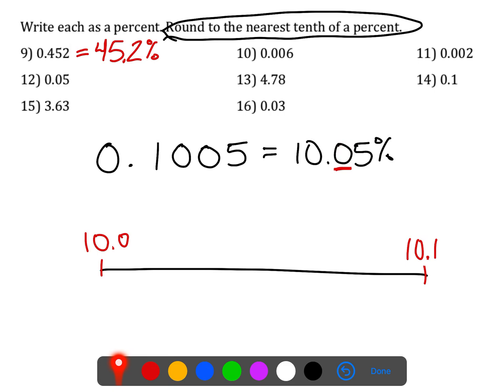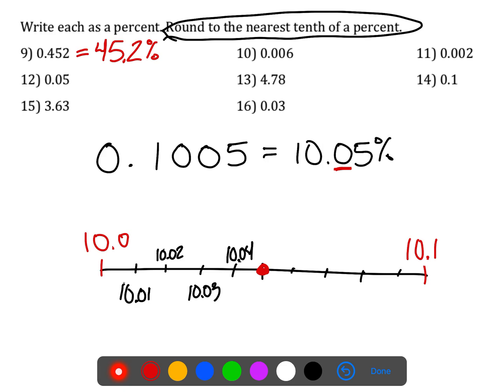So then we need to think about this number line, and we need to think, where does this number, this 0.05, fall in between here? So if we were to make some markings, this would be 10.01, 10.02. Okay, I'm not going to make you watch me fill out the whole number line, but if you look, 10.05 would be right there, right in the center of our number line.